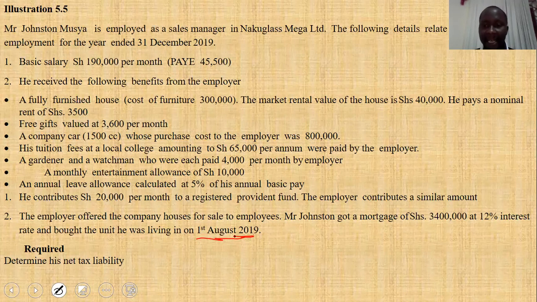Things like furniture, he had it when he was living in the company house. The mortgage that comes in the last note applies from 1st of August to end of the year, where you're enjoying mortgage for part of the year. The deduction on mortgage is restricted.